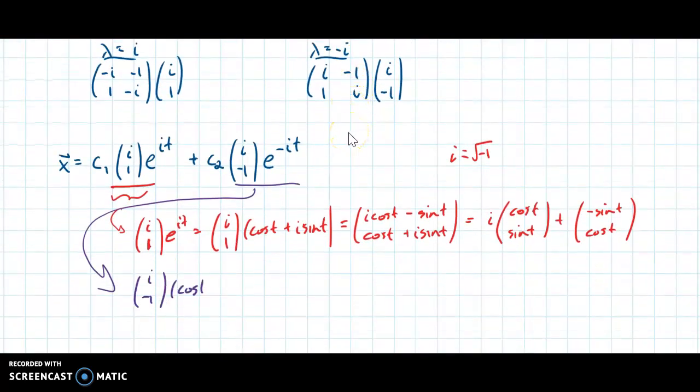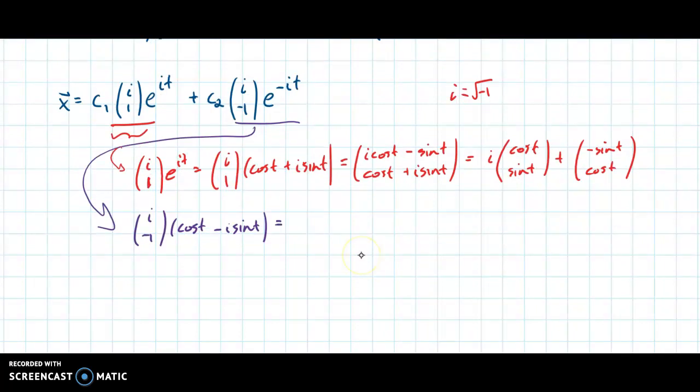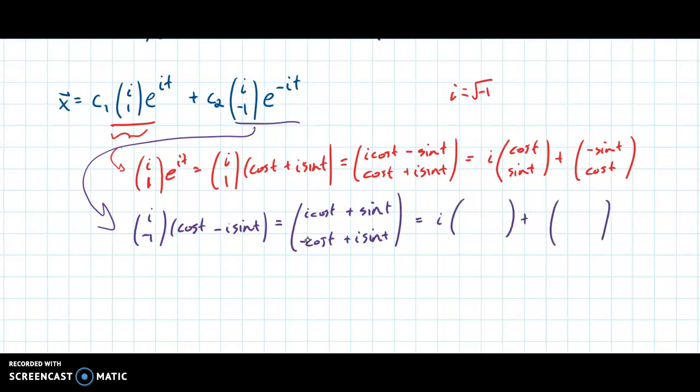So I get cosine t minus i sine t, which, let me do the same work, gives me i cosine t, and then I get i squared, but it's got a negative, so actually plus with a double negative, sine t. And then this gives me the negative version of that row, which is minus cosine t. And then I get a double negative plus i sine t. All right, so let's sort it. We get this is equal to i, boom, boom, plus boom, boom. And now I'm going to fill it in.